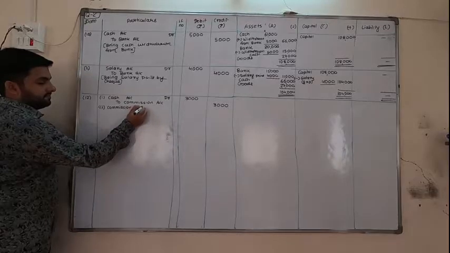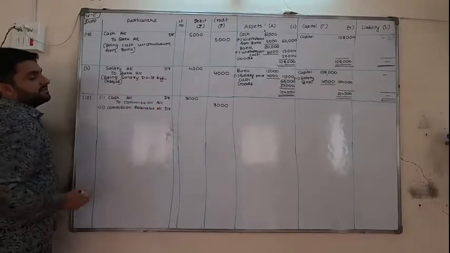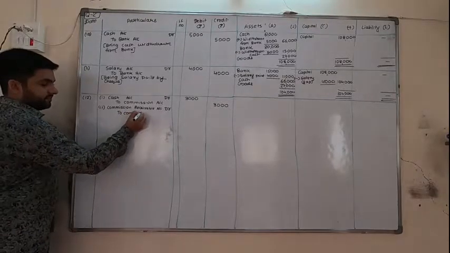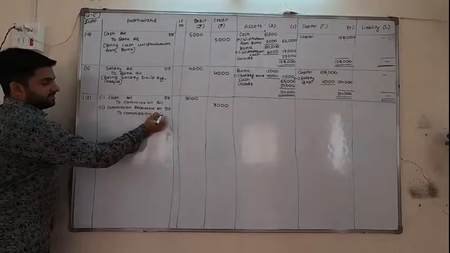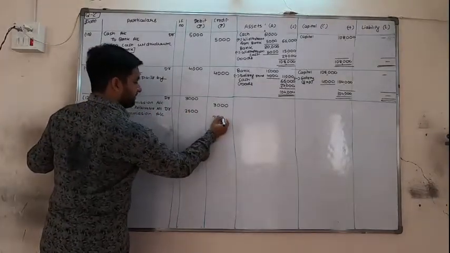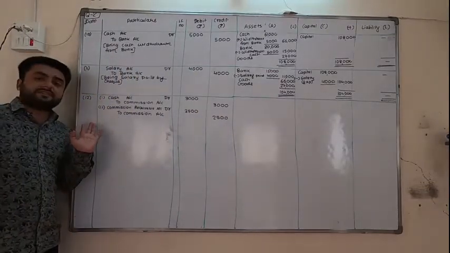So whenever the name of the person is not given, we have to write in such a way. Commission receivable account debit to commission account. Now I will explain the reason for it. 2,500. Understand the difference between the first and second transaction.